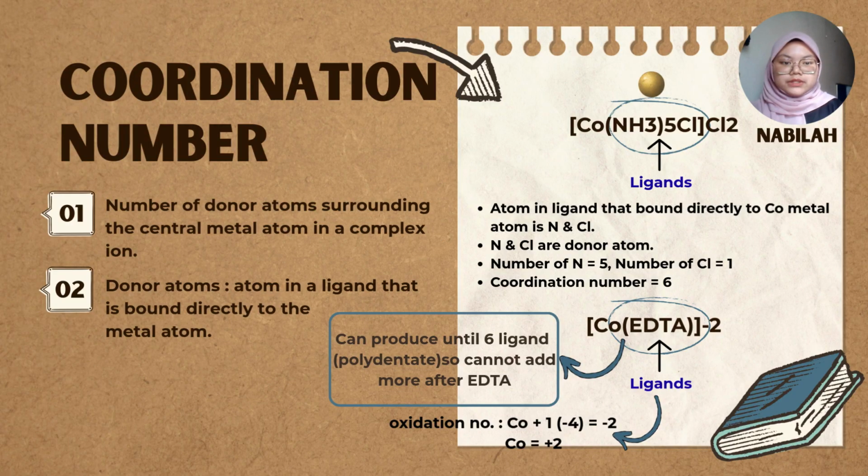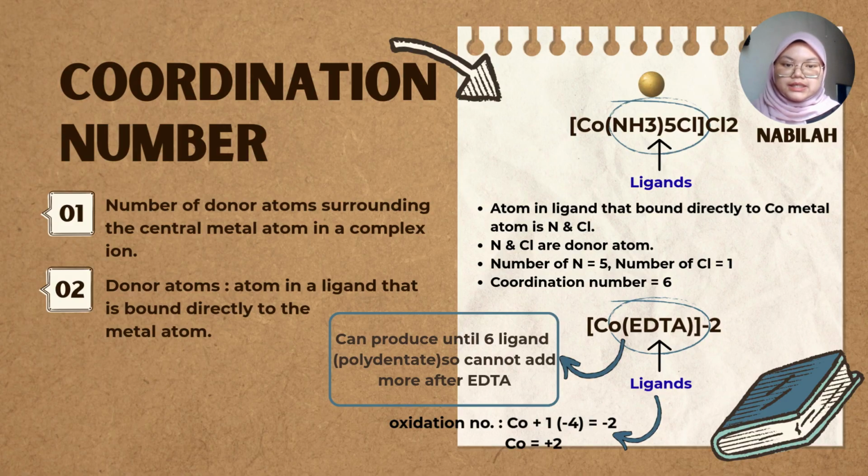The coordination number is the number of donor atoms directly bonded to the central metal ion. It is important to note that the coordination number depends on the number of donor atoms, not the number of ligands. Okay, in this example, the ligands bonded to the cobalt are 5 ammonia molecules and 1 chloride ion. Each ammonia donates 1 nitrogen atom and chloride donates 1 atom. Therefore, the coordination number is 6.